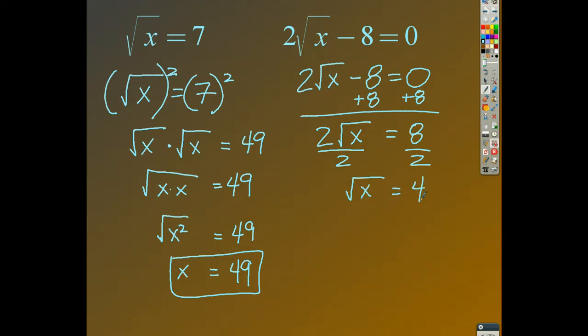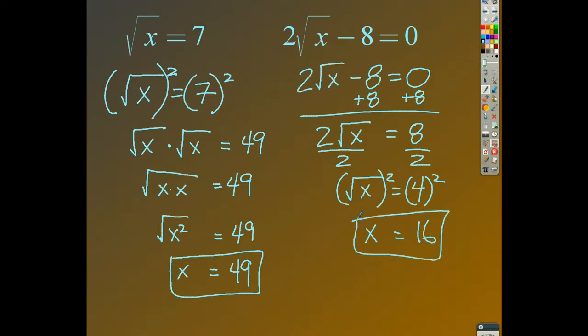4. Now here's a common mistake people will make. They'll say, oh, here we go, x is equal to 2. But think about this. If I take the square root of 2, does that equal 4? No. So don't skip a step here. Make sure that when you do this, we're going to square both sides. So I'm going to square this side, and I'm going to square this side. So then I get x is equal to, and 4 squared is 16.